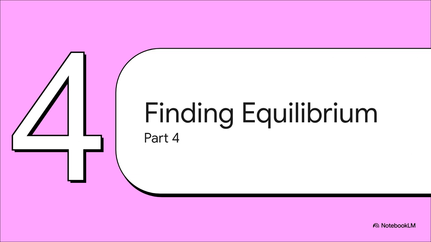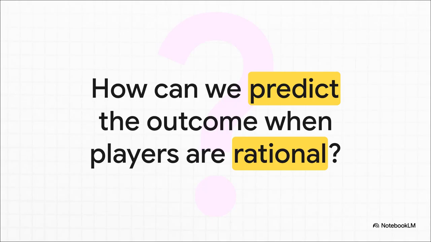So we've got these tricky situations, but is there a way to actually predict what's going to happen? You bet there is. It's all about finding something called an equilibrium. I mean, this is the whole point, right? We assume people are smart and are trying to get the best outcome for themselves. So knowing that, can we find a stable result? An outcome where nobody looks back and says, oh man, I wish I'd done something different.